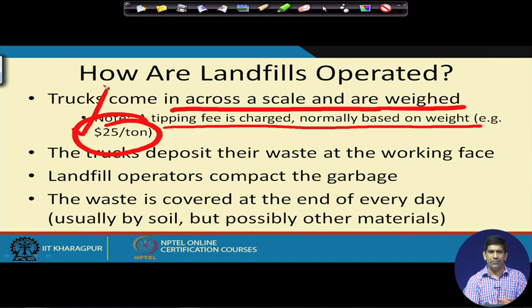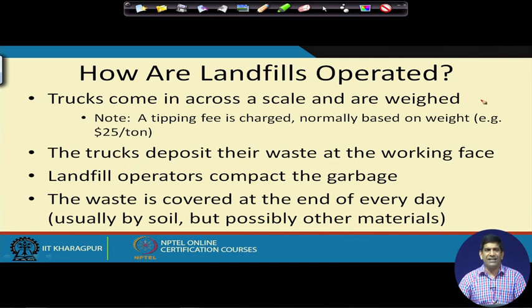In the US also it depends. It depends on the states; it keeps on changing. So the truck will take the waste and deposit the waste at the working phase. Now we are using a term, working phase. Now what is this working phase?